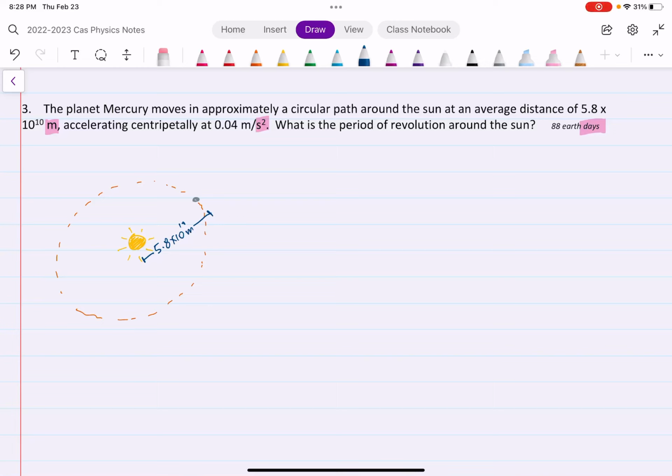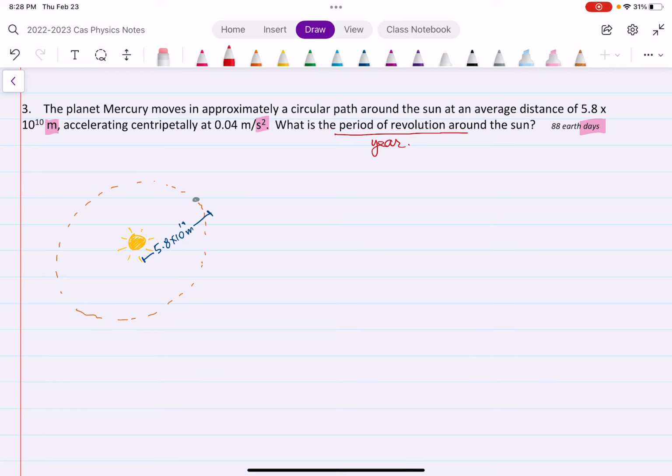Question 3 is essentially asking us what's the length of a year for Mercury. If you're living on Mercury, how long does it take you to go around the sun? That's what they mean when they say what's the period of revolution. Period of revolution, for a planet, that's just the length of a year, right?